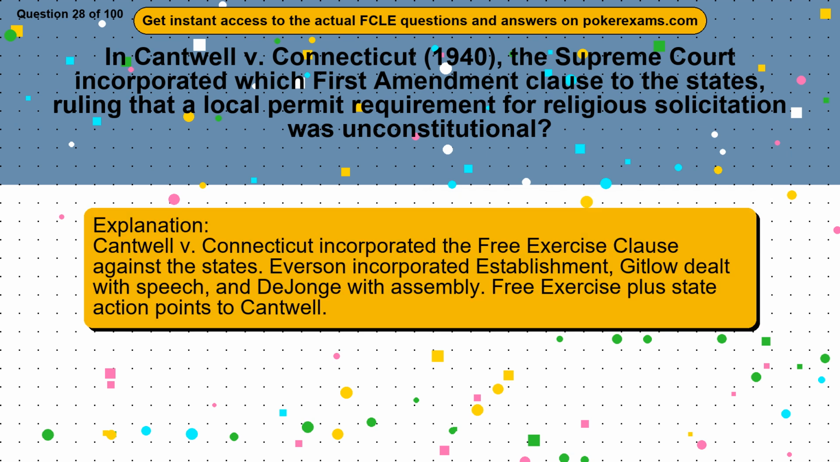Cantwell v. Connecticut incorporated the Free Exercise Clause against the states. Everson incorporated establishment, Gitlow dealt with speech, and De Jonge with assembly. Free exercise plus state action points to Cantwell.